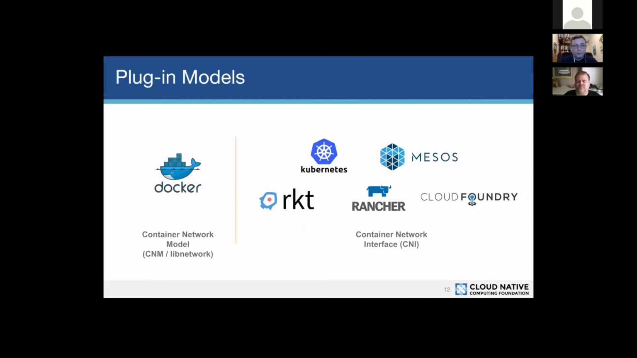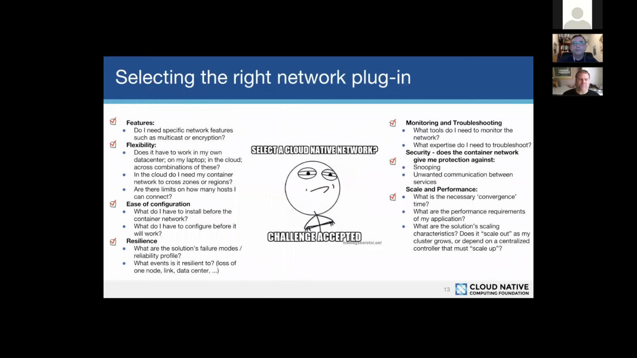So you probably already picked your preferred orchestrator or platform. So from there, that tells you what kind of plugin you need, and from there, go look at the provider of network technology and make sure they have the right kind of plugin. So let's talk about selecting plugins. Yeah, wall of text.